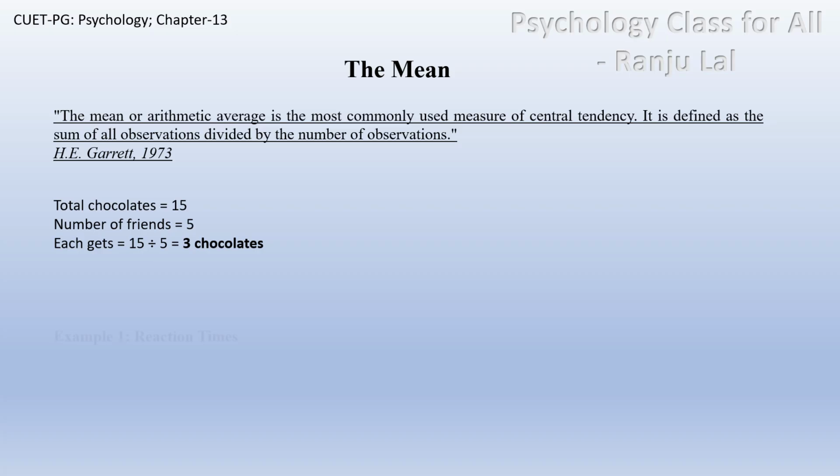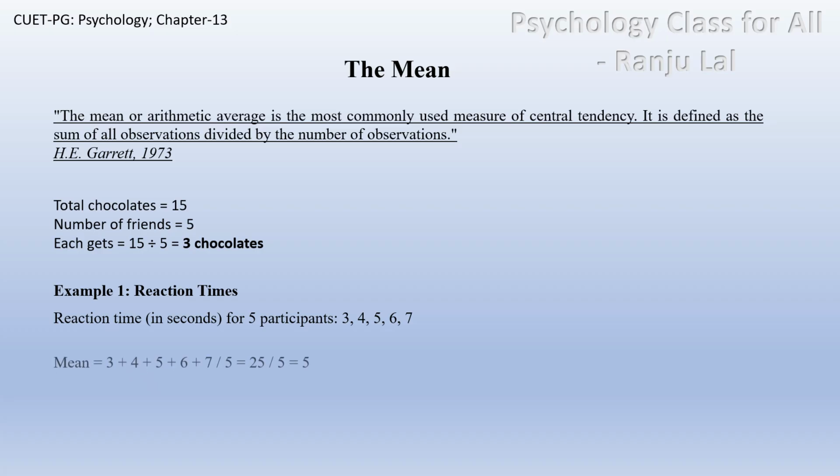We'll take an example of reaction times. Suppose we measured reaction time in seconds for 5 participants as 3, 4, 5, 6, 7. Here the mean will be 3 plus 4 plus 5 plus 6 plus 7 divided by 5. So it will be 25 divided by 5, equal to 5. It will be interpreted as: on average, the reaction time is 5 seconds.